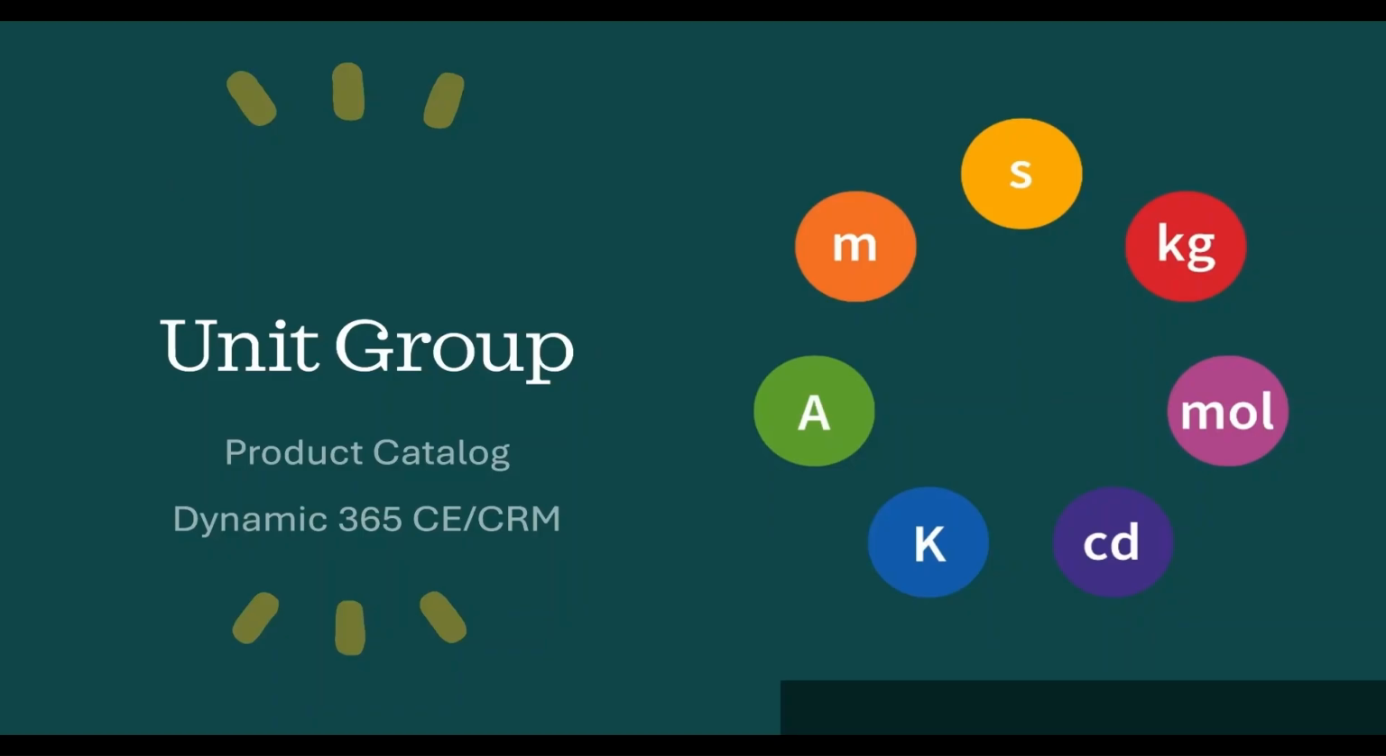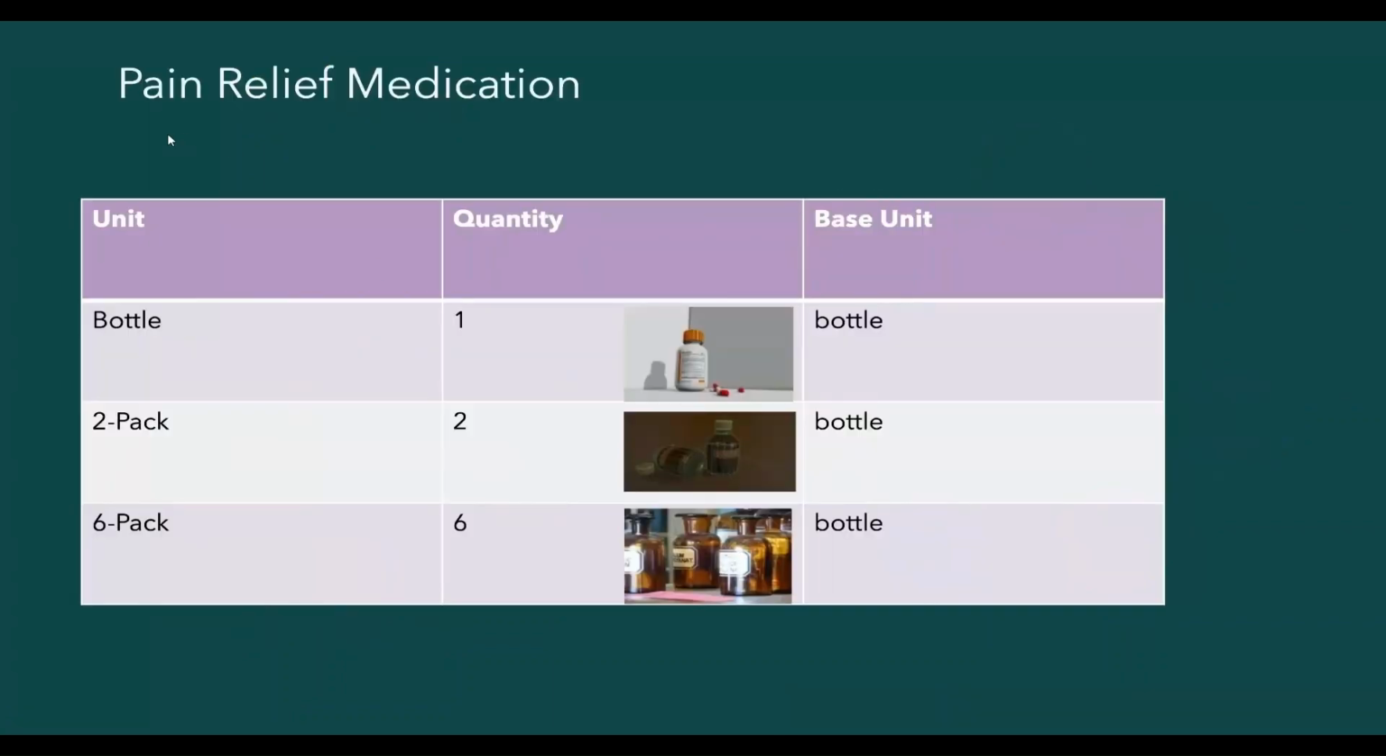As we know, we need units to measure anything, just like for weight we need kilogram. In our scenario, we would create a unit for medicine. There would be one unit bottle, and there will be packs of two bottles and packs of six bottles. So the base unit will be bottle, and the quantity is like that. And now we will switch to our CRM to see how we're going to do it.